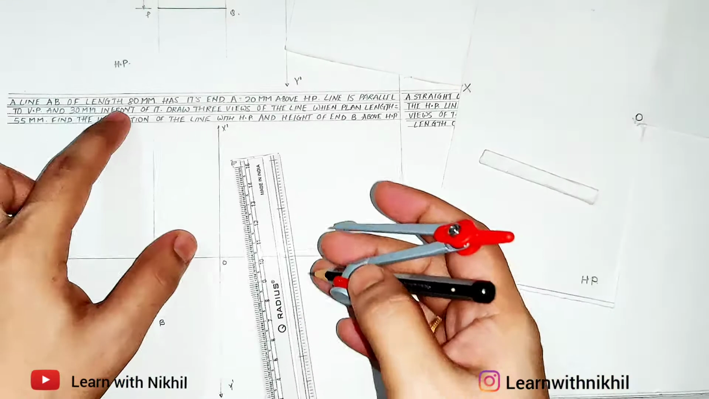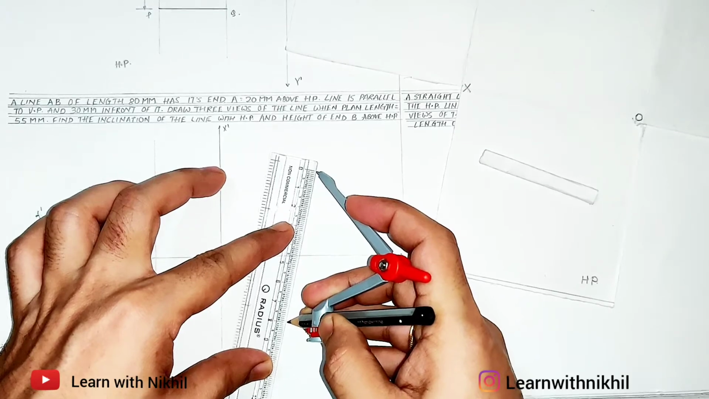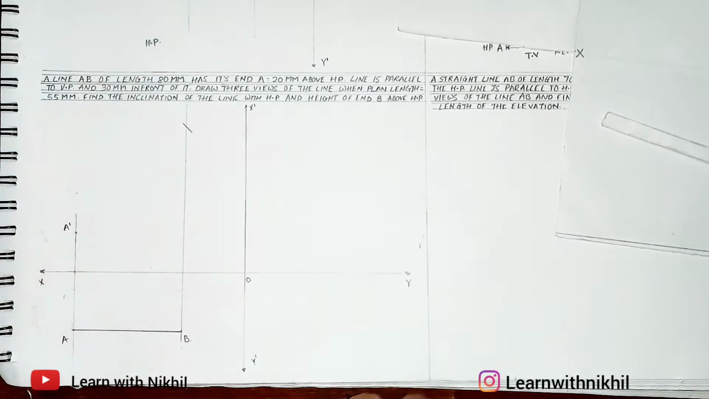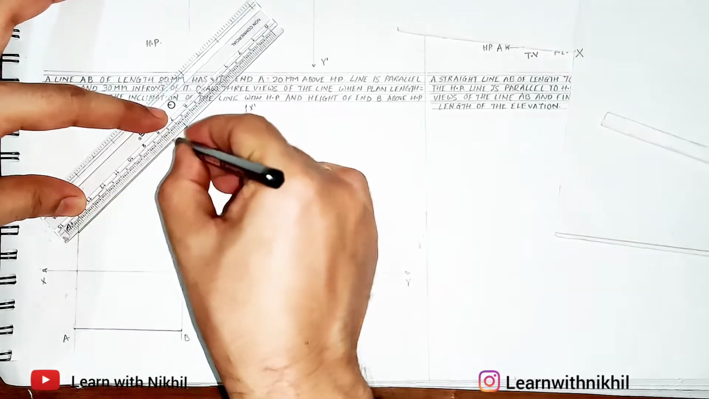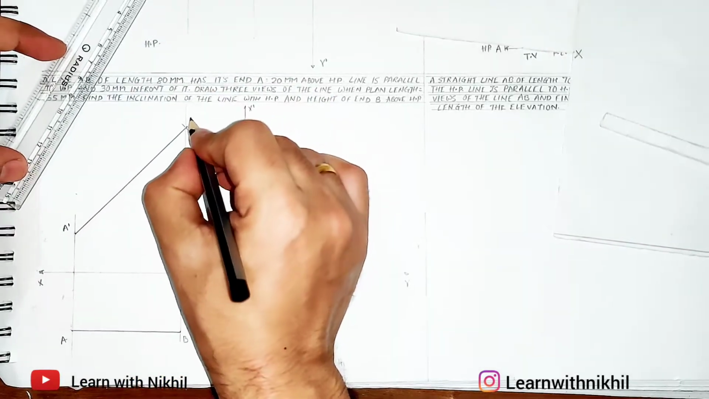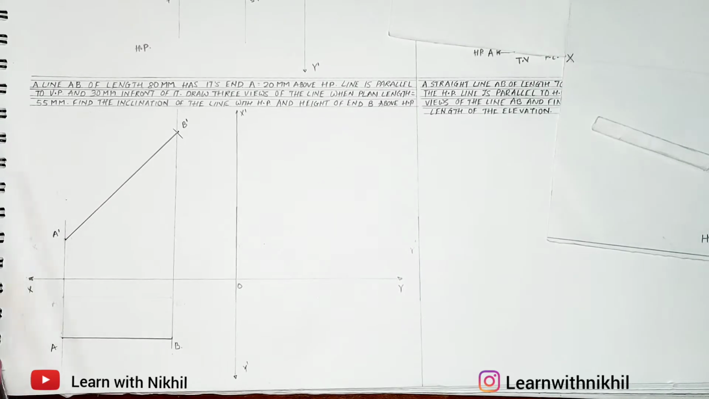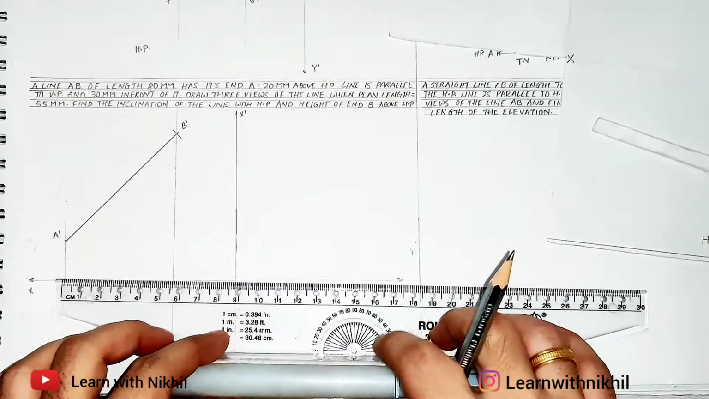Now the actual length, that is the true length, is given, that is 80 millimeter. So on the compass I'll take the length as 80 millimeter. Keep it on point A, and from that A cut the line on the opposite side. So this distance is 80 millimeter. Make it dark. This is the actual length, and this is point B dash. Now we have got the inclination line. The true length is already given, 80 millimeter.